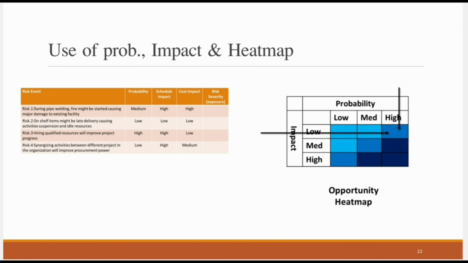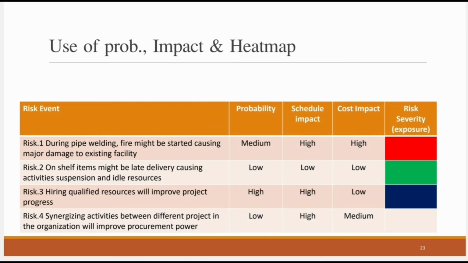But just for demonstration purposes, if you would like to see how it would be shown in the heat map for the cost, it will be a high probability but a low impact, and that will be in this color. But since the high is the schedule, we select that as the severity, and it will be a navy blue. What about the last risk?